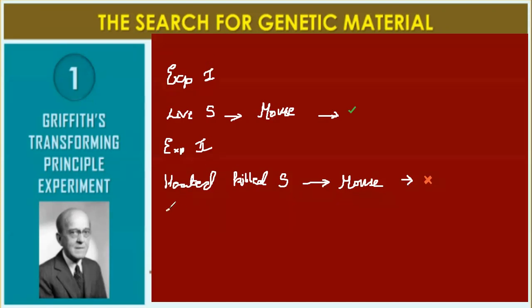Okay, fine. In the experiment 3, what happened is that he has taken live R-type bacteria and kept it along with the mouse. The R-type bacteria is non-virulent, okay, and it is rough and non-capsulated. Therefore this R-type bacteria along with the mouse doesn't have any effect on the mouse. Okay, it is not affected.